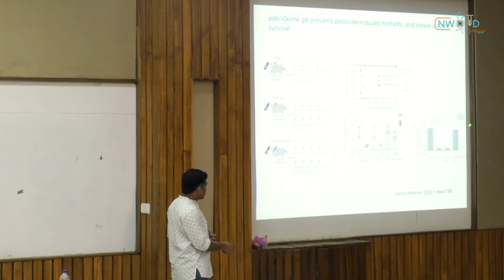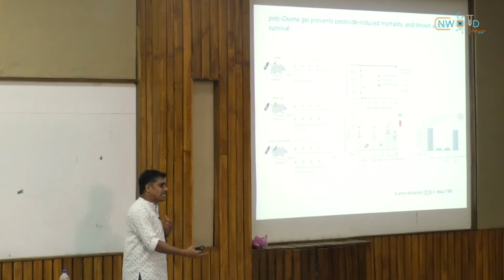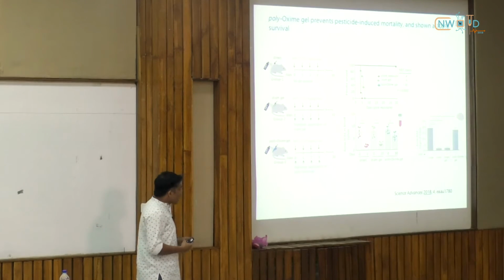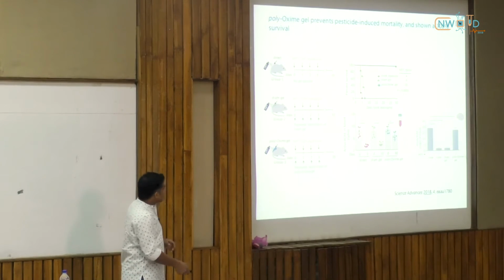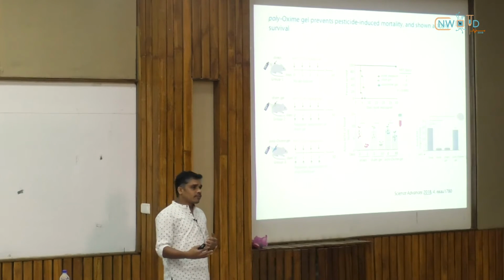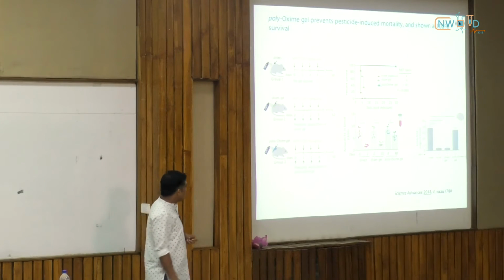And not only that, if you measure the enzyme inhibition again, you can clearly see the trend of the protection ability of this polyoxime gel, right? So that clearly suggests that indeed the gel does not act as a physical barrier, rather it can chemically deactivate the pesticides before they enter into the body.